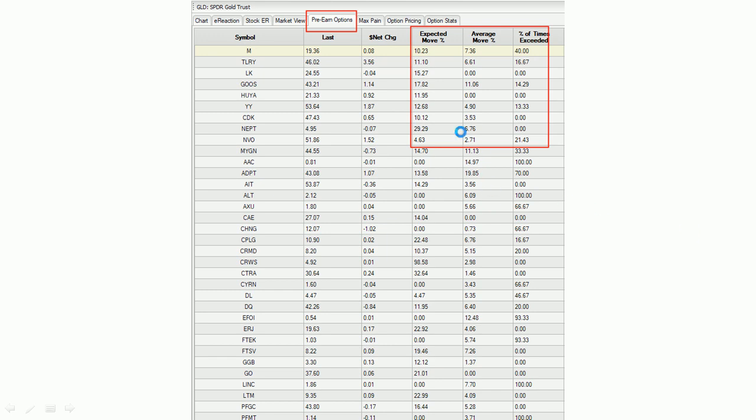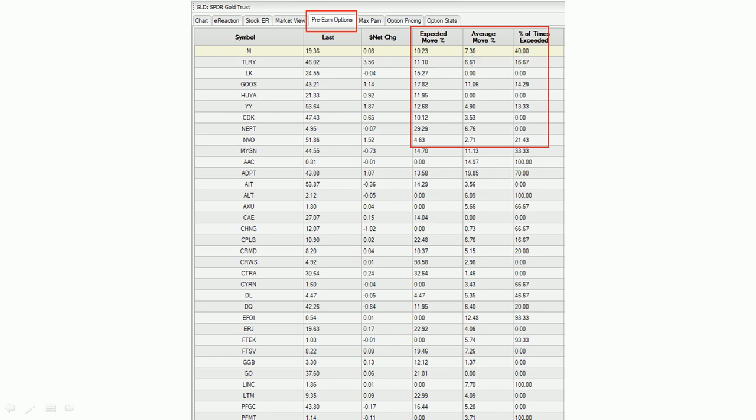So in this particular instance, I can find out stocks that are reporting after the close or before the open. This is my last opportunity to trade them. What is the expected percentage move? What is the average percentage move? What is the number of times that the stock has exceeded that expected move? Well, in this case, you can see Macy's is at the top of the list. And the reason for that is because it has very liquid options. So all of these are sorted by option liquidity.